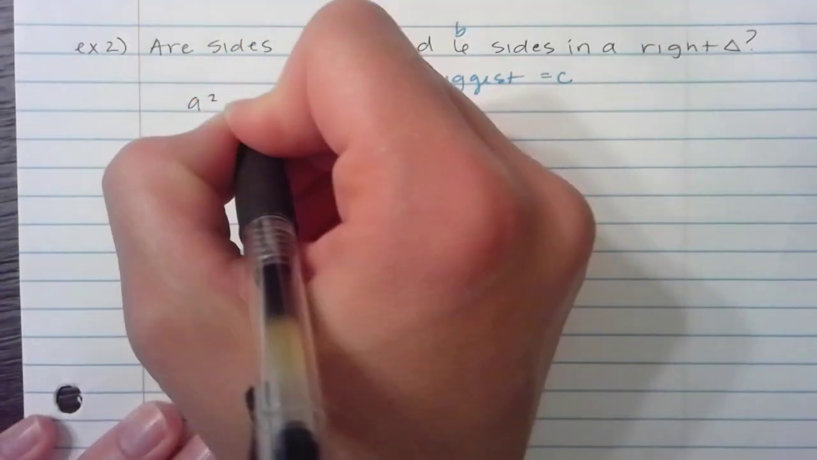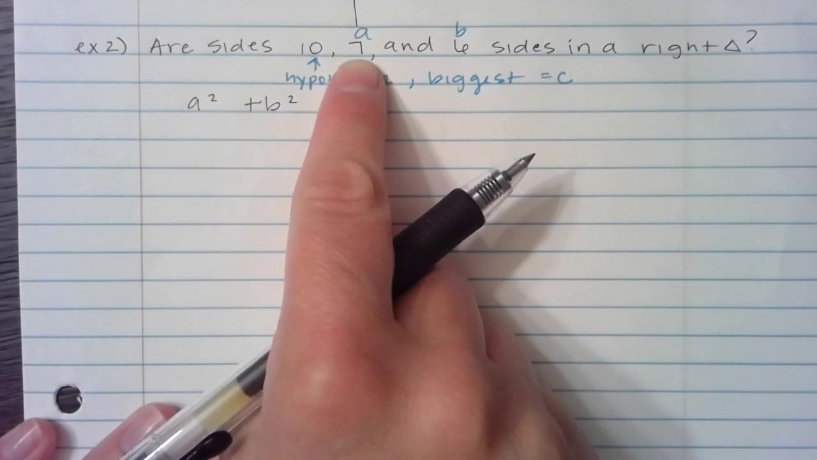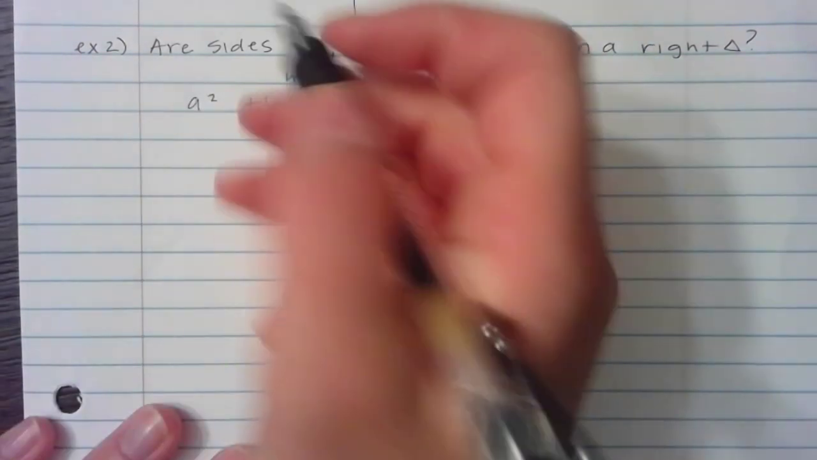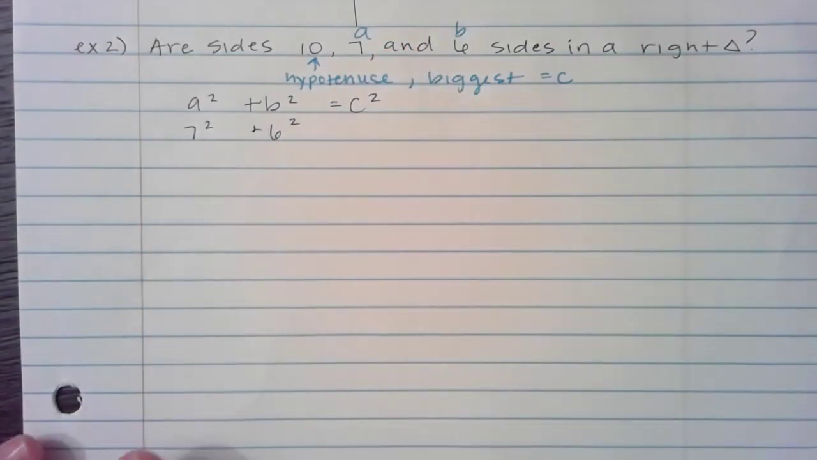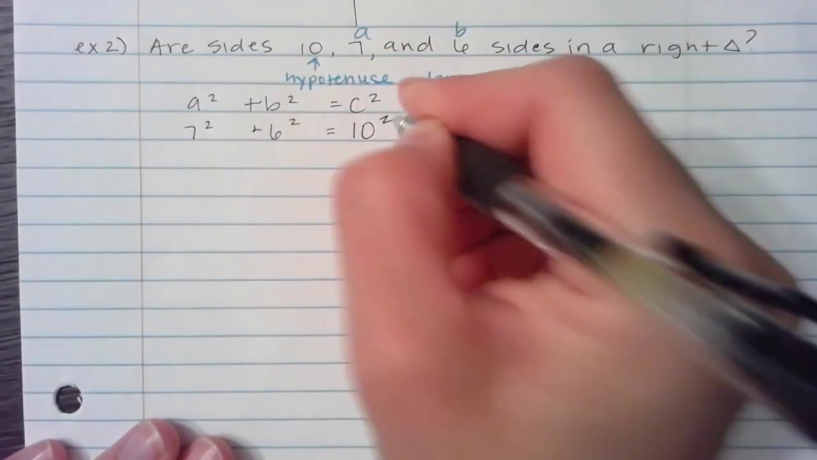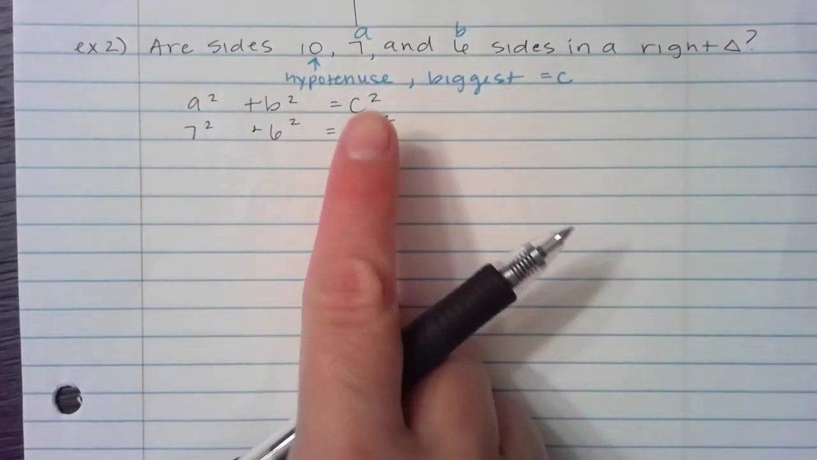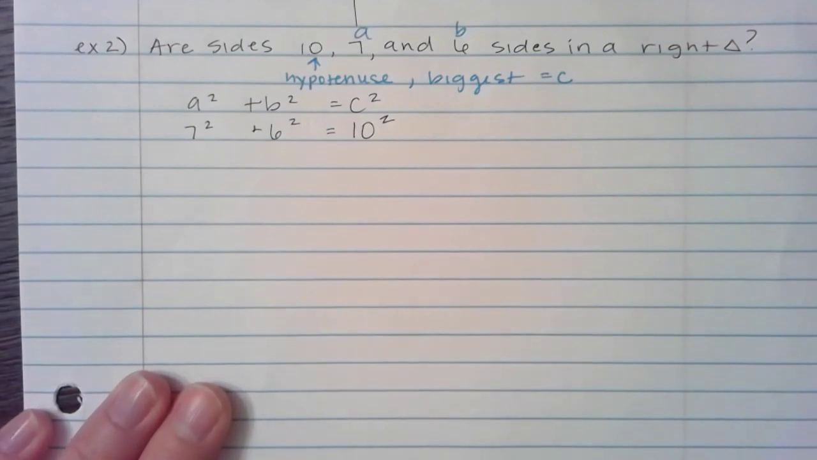So then we're going to plug it in. A squared plus B squared is equal to C squared. What's my A? I chose it to be 7, but if you pick 6 to be A, that's fine. As long as you pick the other one to be B, it really doesn't matter. But no matter what, this is the non-negotiable: 10 has to be C, the number that's on the right-hand side by itself.